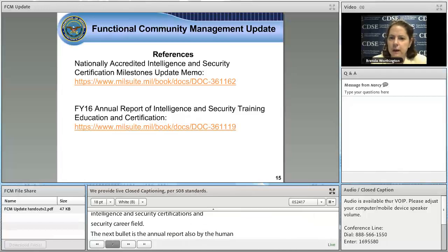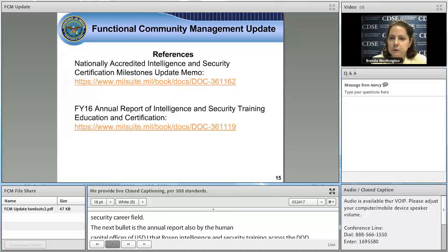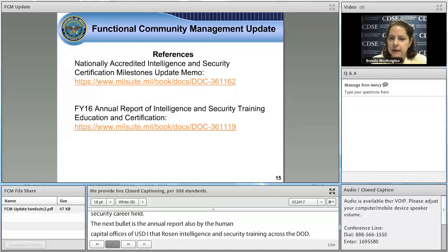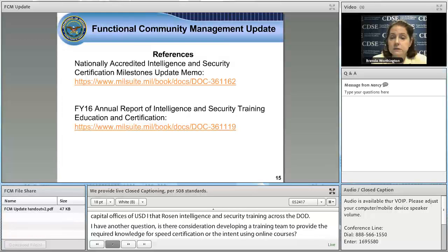I have another question here. Is there consideration to developing a training team to provide the required knowledge for SPEED certification or is the intent to continue using various online courses? This person is interested in having a dedicated team versus an 080 making time in their schedule.